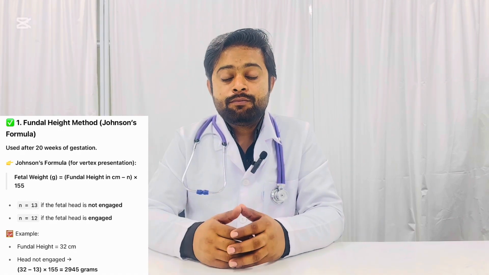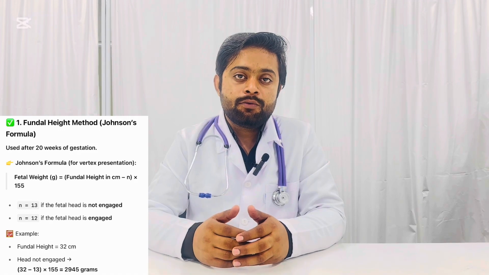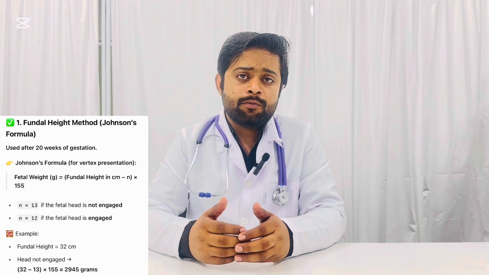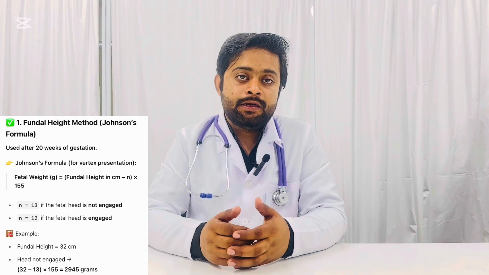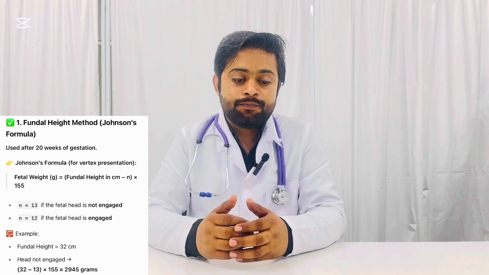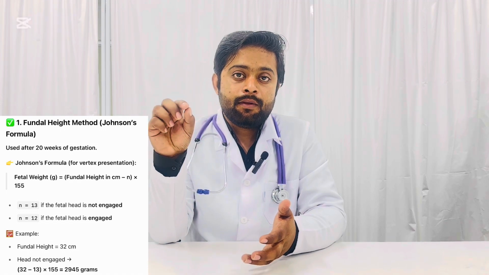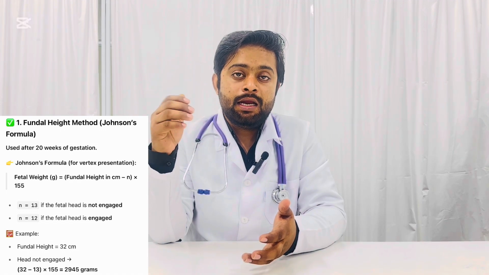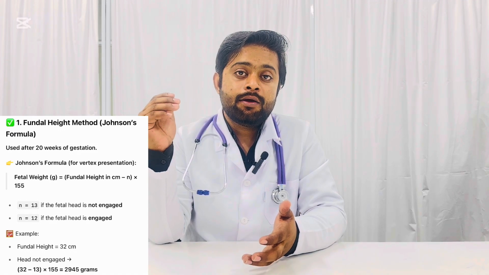So, for example, we have fundal height 32. So, according to the Johnson's formula, how to find out the weight of the fetus and head is not engaged? Then 32 minus 13 multiplied by 155, it will be approximately equal to the 2945 grams. So this will be the weight of the baby according to the Johnson's formula.